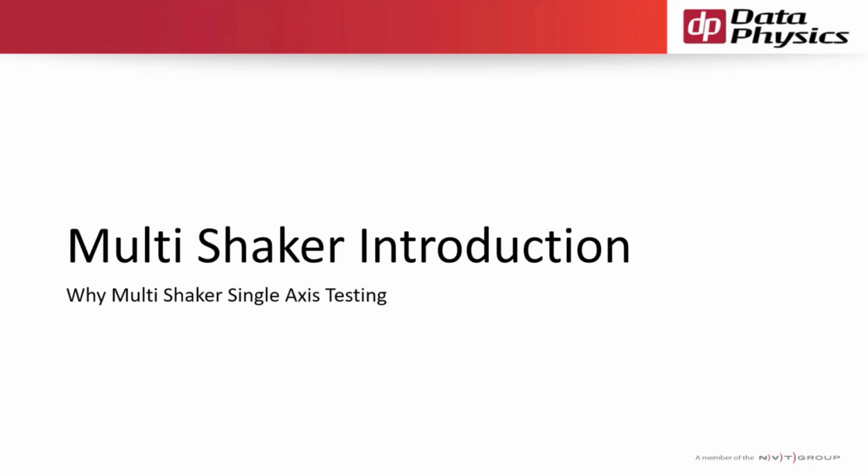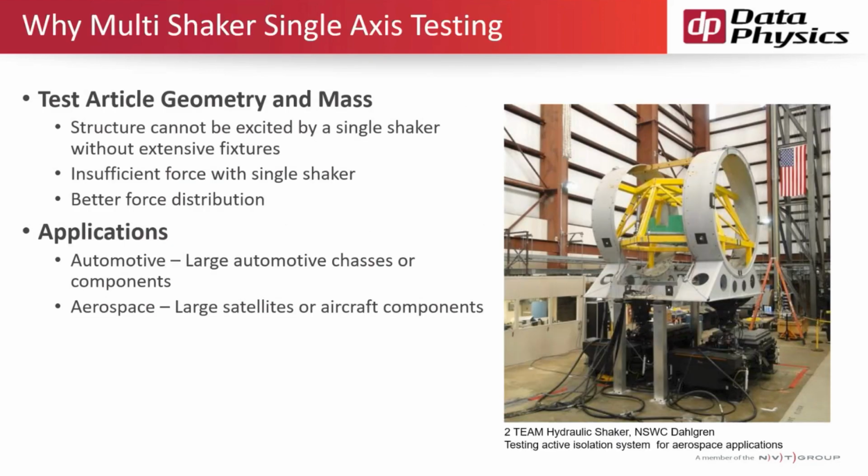Okay, so a brief introduction for multi-shaker control. Why would you need to do multi-shaker single-axis testing? The primary concern in a multi-shaker single-axis test is the test article's geometry and/or mass. For a large test structure, you may or may not be able to excite it with a single shaker. The footprint of your test structure might be too large for a single shaker or a head expander or slip table. You might have insufficient force with a single shaker. Your test structure might be too massive.